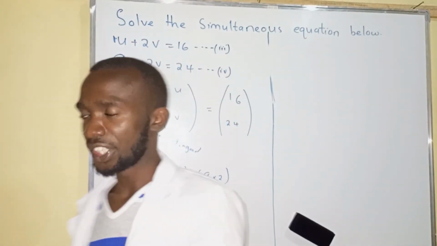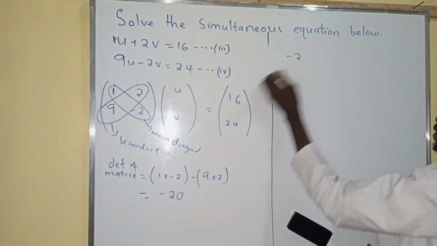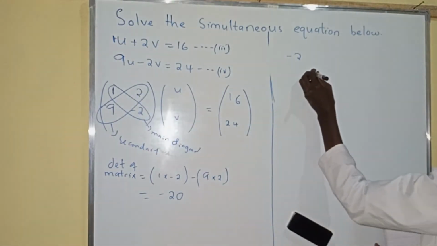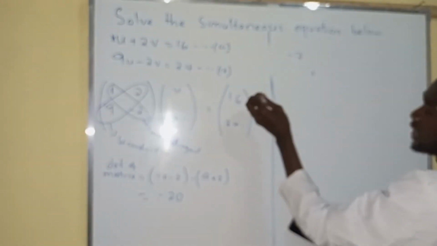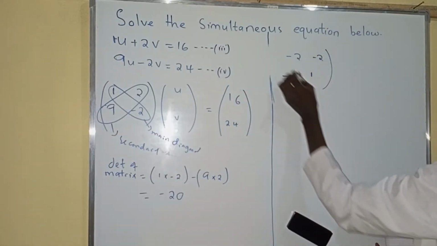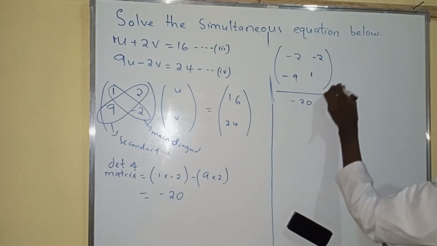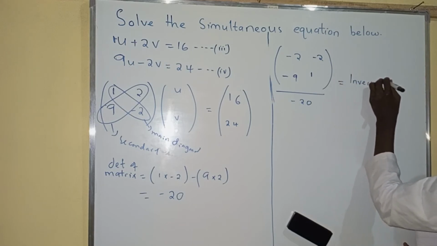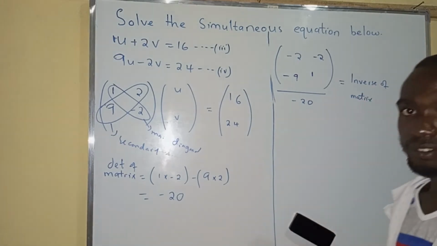Now I interchange, so I have negative 2. Interchange means this one comes to this side, this one goes back. Then negating the secondary diagonal, negative 9 and negative 2. Then you divide by the determinant, divided by negative 20. So this is what is called the inverse of the matrix. So I will take the inverse of the matrix.